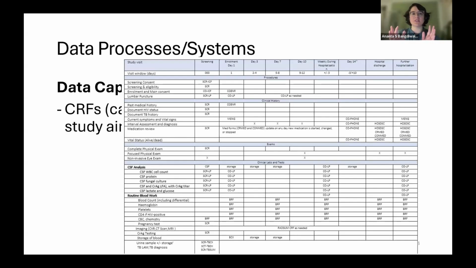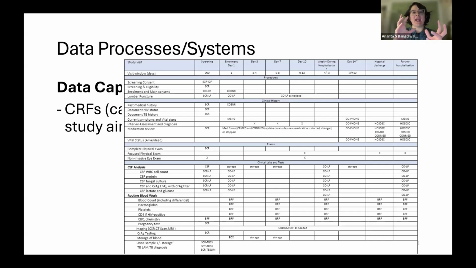So first, this is an example of a schedule of events that was detailed in a protocol. The clinician who drafted the protocol was aware that we're going to want to collect data on screening. We're going to want to collect data on a lumbar puncture, past medical history, the TB history, HIV status, all of these things. Because the endpoint of this particular trial was survival, we're definitely going to want to document vital status. We're going to want to do the cerebrospinal fluid. We want to collect all the data on those labs, the blood work, etc.